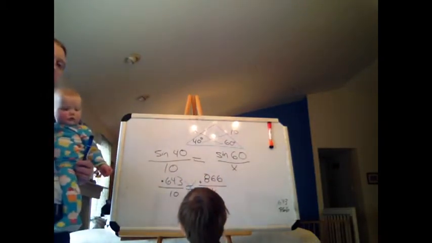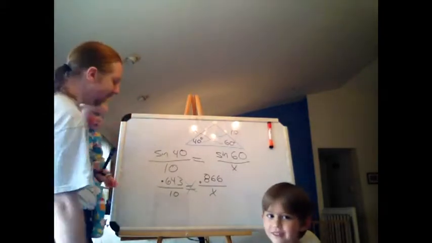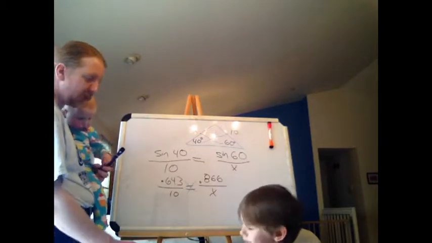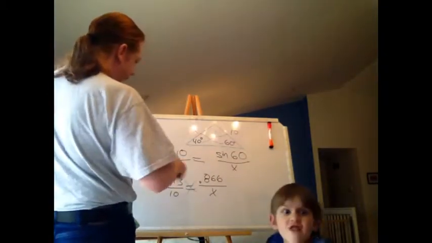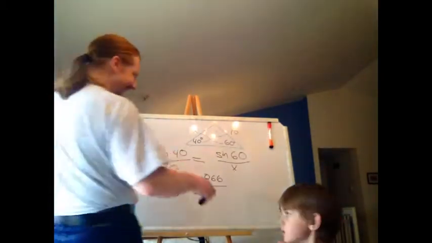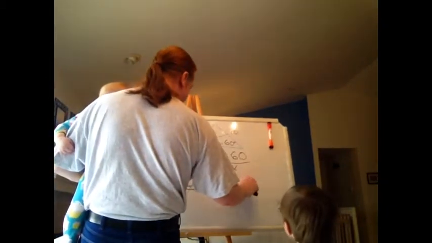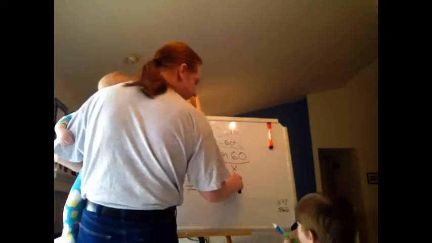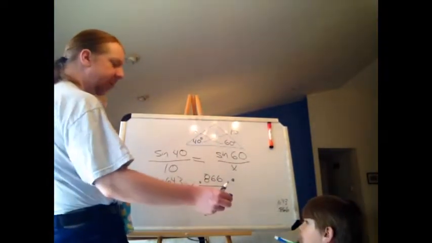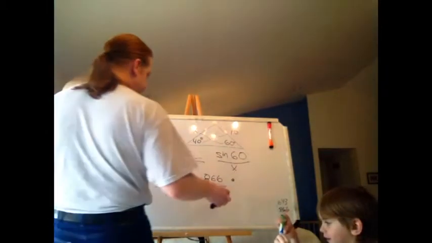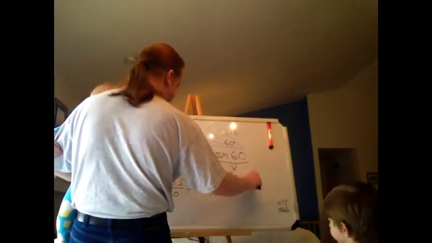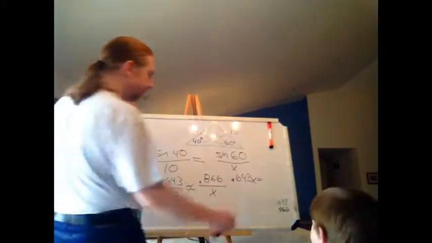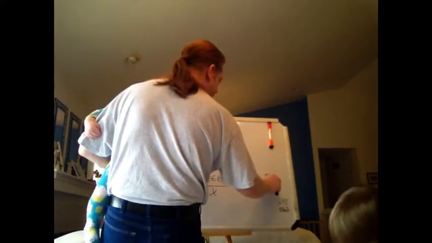That's what we call cross multiplying, right? See how it went crisscross? Alright. So now I can go ahead and write that out. So I have 10x. Do I have to put the cap back on? You probably should. There's your cap. Thanks. So I got 0.643x equals 10 times 0.866. So that becomes 8.66.